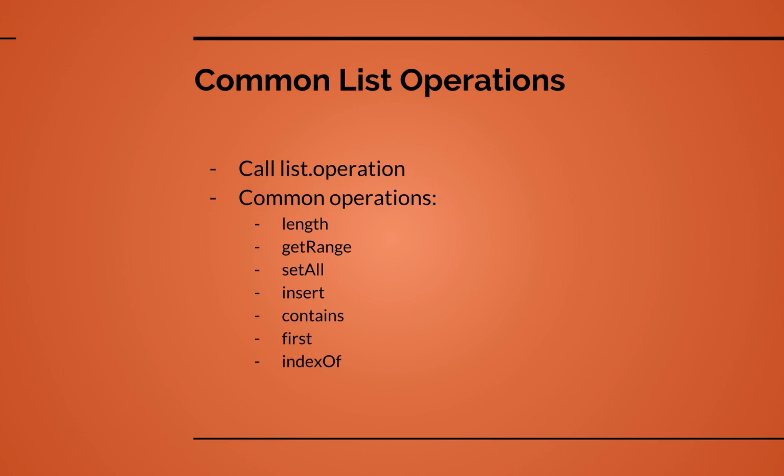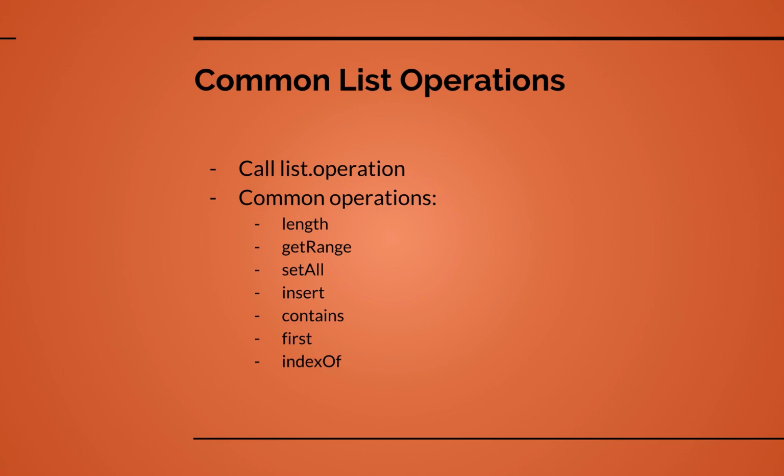So here's just some really common ones I find myself using on a day-to-day basis. We can get the length of a list, that's a very useful one. We can get the range, which is just going to get us a small subset of a list. We can set all, that allows us to change multiple elements within a list. We can insert elements at a specific index. We can return true or false as to whether or not a list contains a value. We can get the very first or very last element of a list by calling first or last.